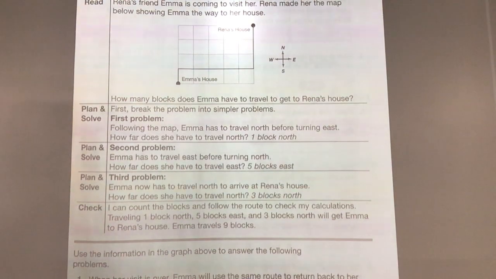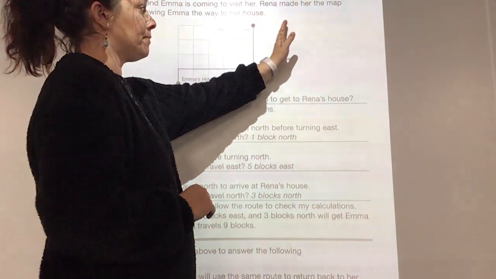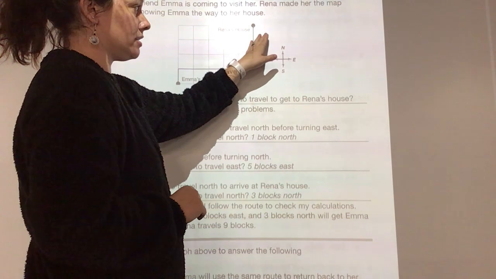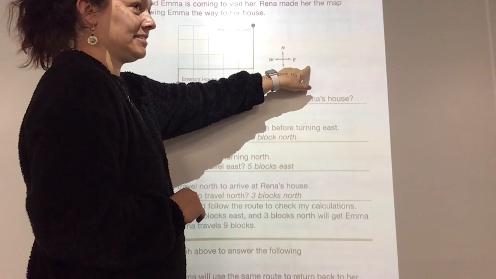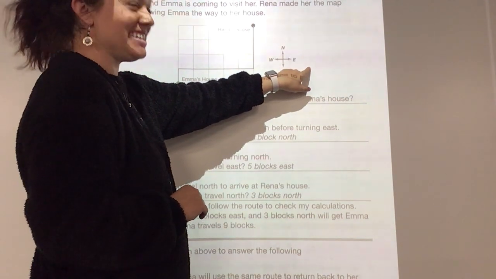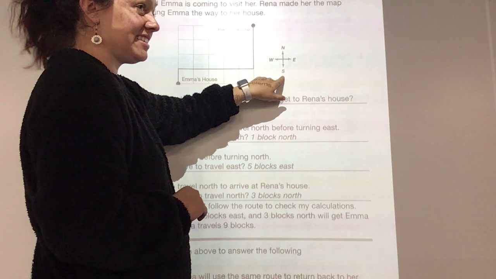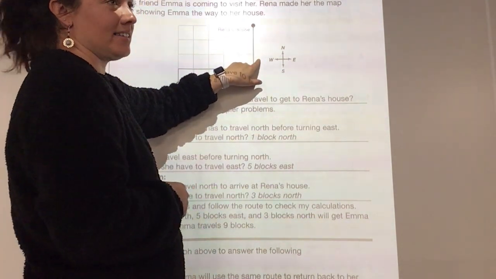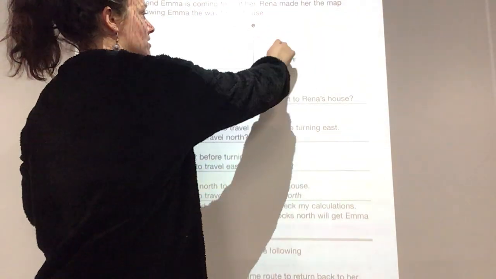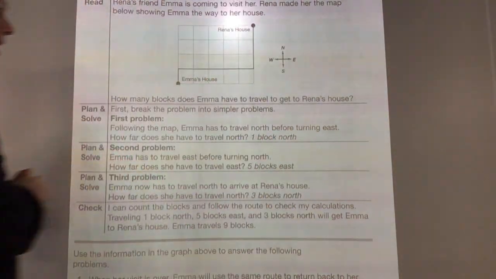I want you to say, never eat sour watermelons. Never eat sour watermelons. Okay, and we are going to go in order like a clock. A clock starts at the top, and we're going around clockwise. So never is north, eat is east, sour is south, watermelons is west. Okay? North, east, south, west.